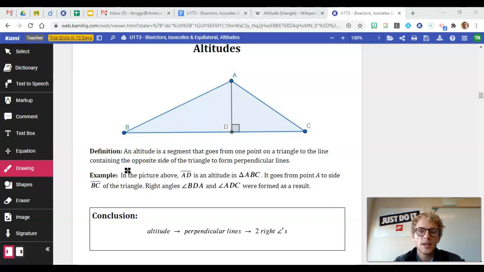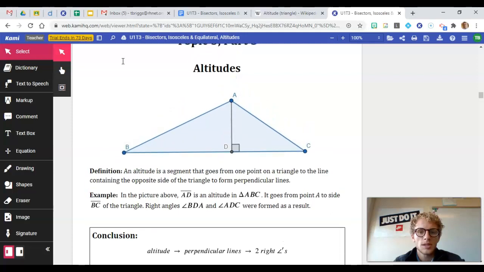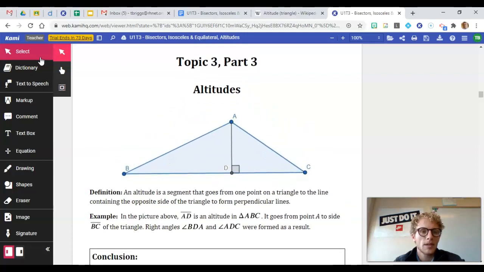Hey everybody, in this video we're going to learn a little bit about altitudes. So this is the last part of topic 3, part 3 of topic 3, and we're going to again be talking about altitudes. So, what is an altitude?